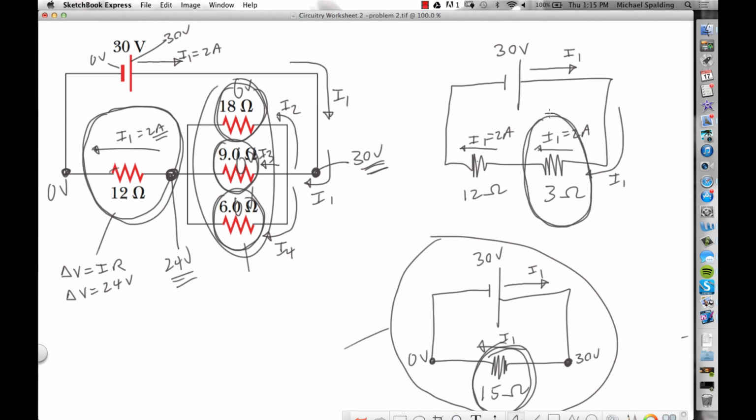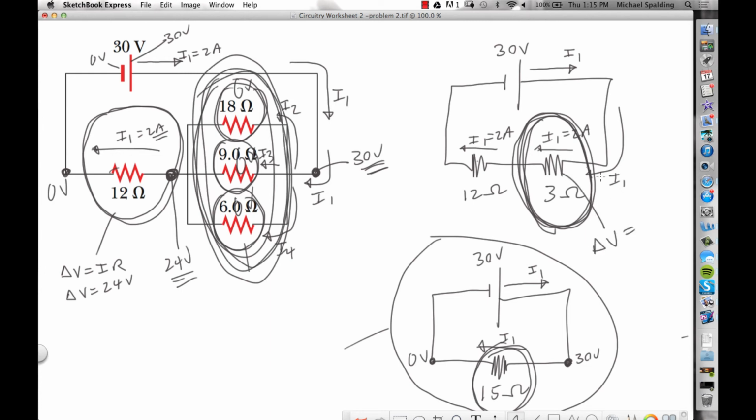Who is this guy right here? Who is this guy? He's these guys, isn't he? So if you can find the delta V across that guy, then you found the delta V across these guys, because this guy right here is these guys simplified. So what's the delta V over here?